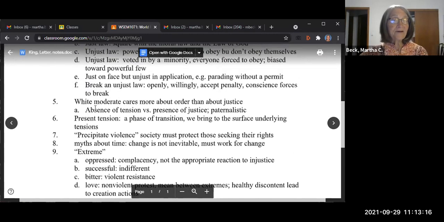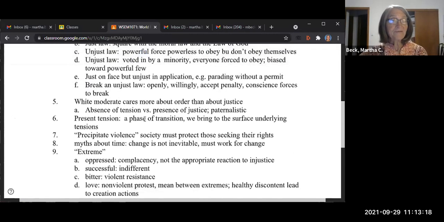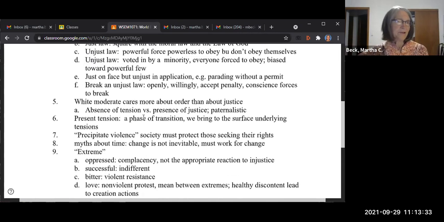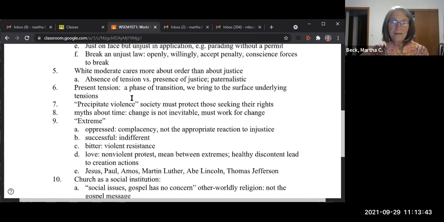Okay, and then he is very annoyed at people who are moderate and say, I'm on your side. This happened during Black Lives Matter too. And I'm somewhat guilty of it, right? I'm with them. I'm in favor of stuff, but I'm not as involved as I could be, should be. But I do agree with it and I do what I can. So these white moderates were critical of Martin Luther King.